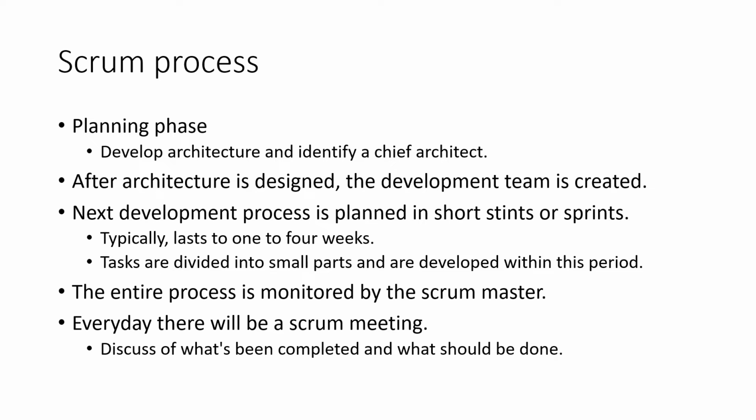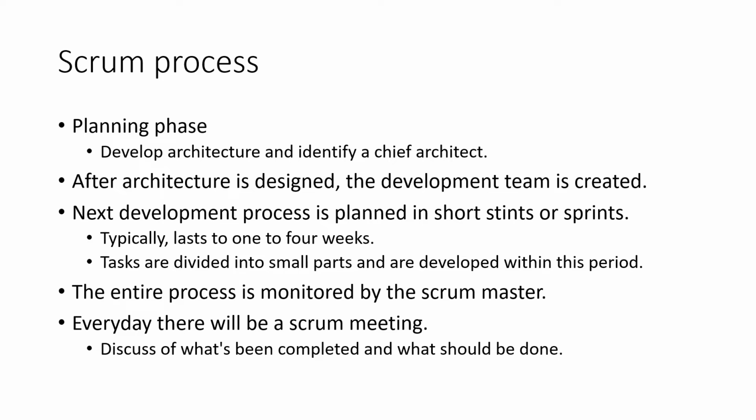Now let's talk about the Scrum process. Usually the Scrum process has 4 to 5 different stages. The first stage is the planning stage, where they come up with an architecture for the entire product or software tool that they intend to develop. They usually have a person called the chief architect, who monitors and makes changes to the architecture. After the architecture has been designed, the development team is identified and created.